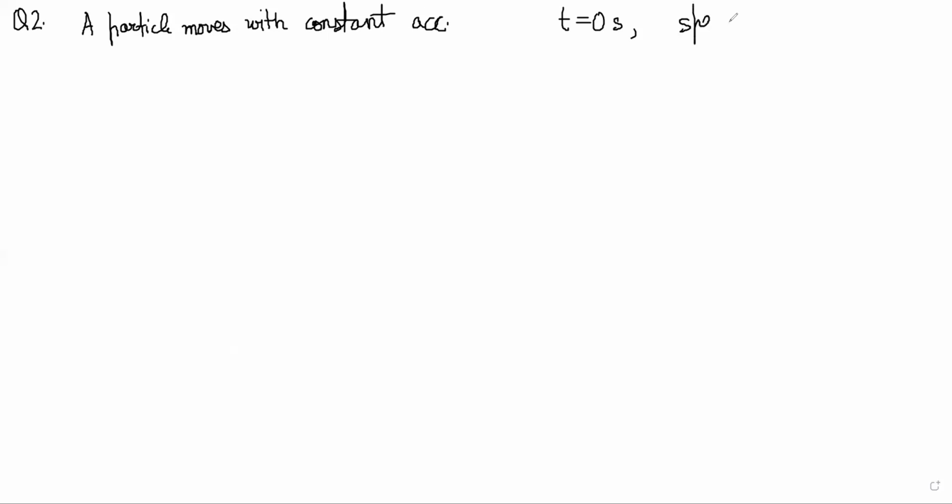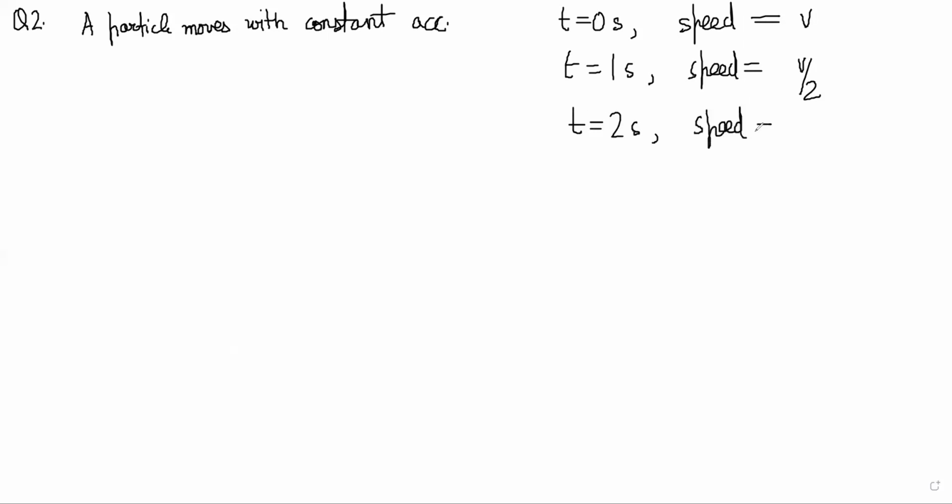The next one is quite an interesting question. It says a particle moves with constant acceleration, and some data is given. At t is equal to 0 seconds, the speed of the particle was equal to v. At t is equal to 1 second, speed was equal to v by 2. At t is equal to 2 seconds, speed was equal to v by 4. And now they are asking, at t is equal to 3 seconds, what is the speed? So don't get fooled by this.